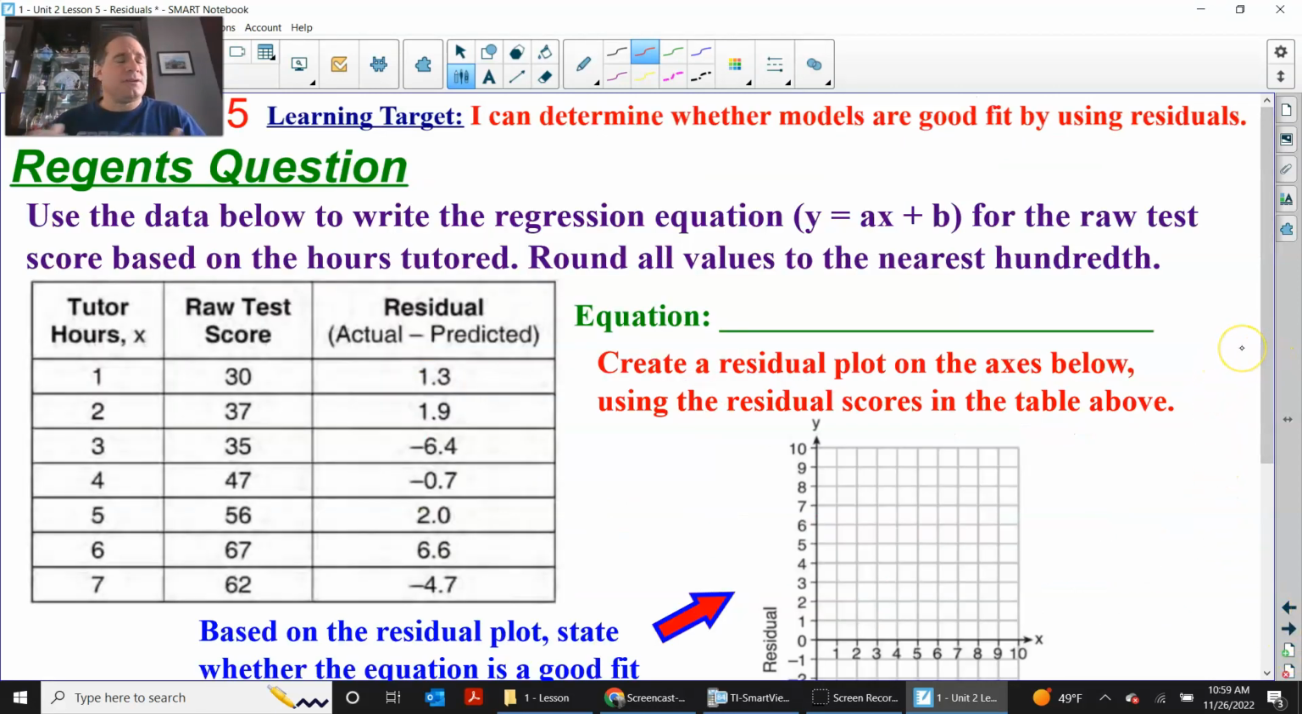All right, this is an example of a Regents question. Use the data below to write the linear regression equation, and then create a residual plot on the axis below using the residual scores from the table above. Pretty easy, because they actually give you the residuals; they already subtracted the actual and predicted. You would just have to know how to put this into the calculator to get the equation, and then create the residual plot.